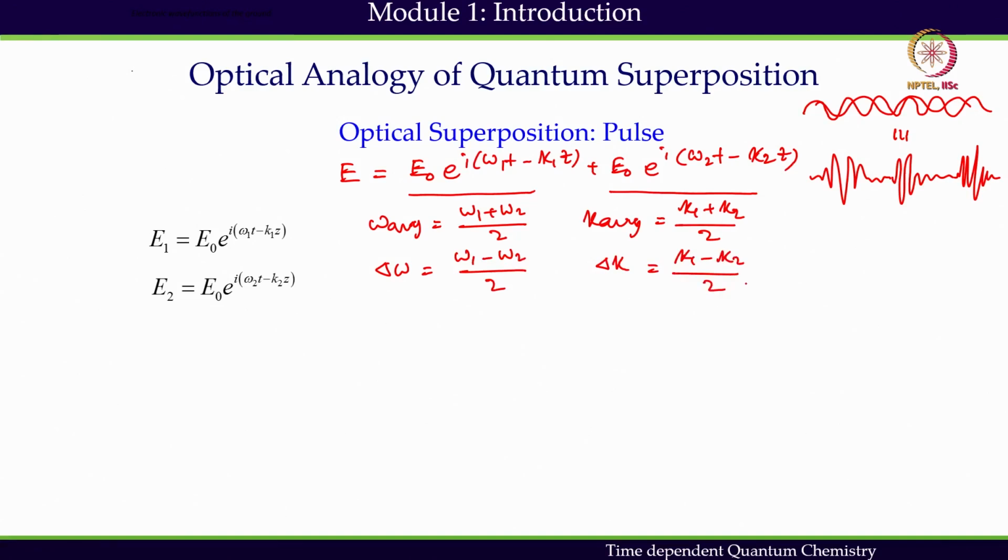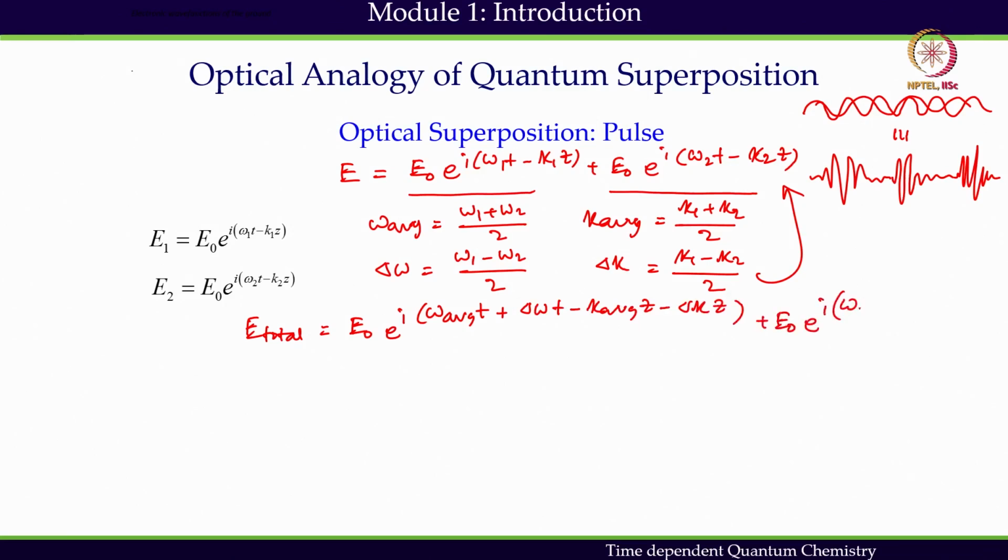If we do that, I'll be able to plug that in here and express the total electric field as E naught e to the power i(omega average t plus delta omega t minus k average z minus delta k z) plus E naught e to the power i(omega average t minus delta omega t minus k average z plus delta k z).